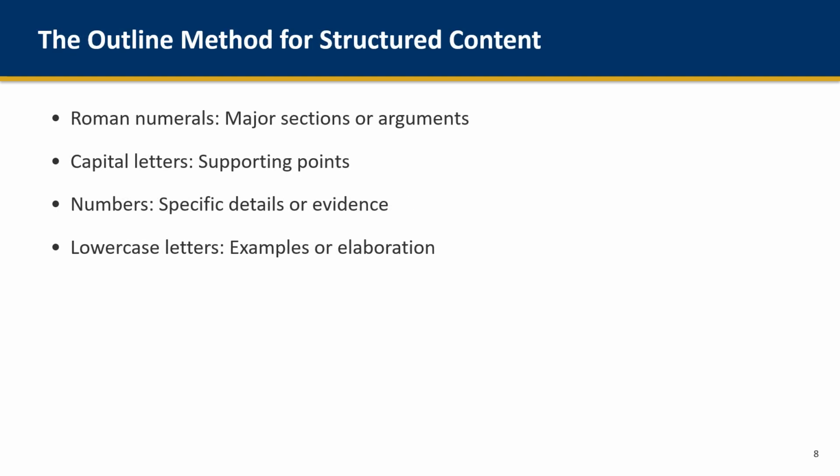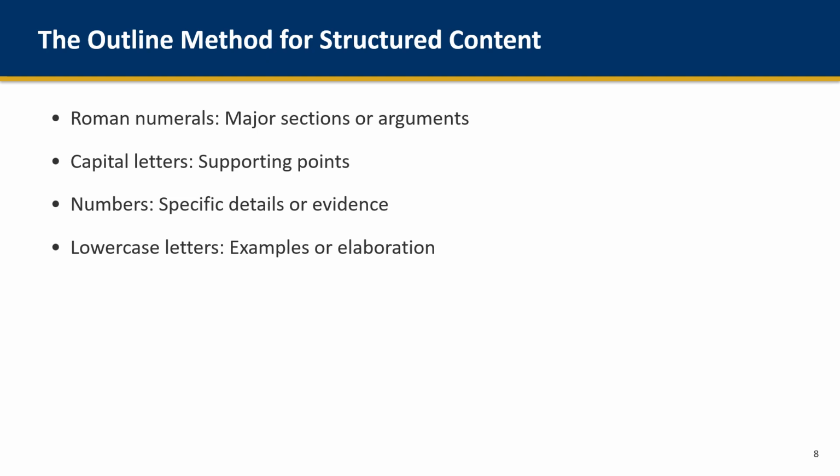The outline method uses hierarchical structure to organize information in a way that mirrors how academic arguments are constructed. This approach is particularly effective for taking notes on well-organized lectures, textbooks, or research articles with clear logical structure. The traditional outline uses Roman numerals for major sections or main arguments, capital letters for supporting points, numbers for specific details or evidence, and lowercase letters for examples or elaboration. This visual hierarchy immediately communicates the relationship between ideas and their relative importance.